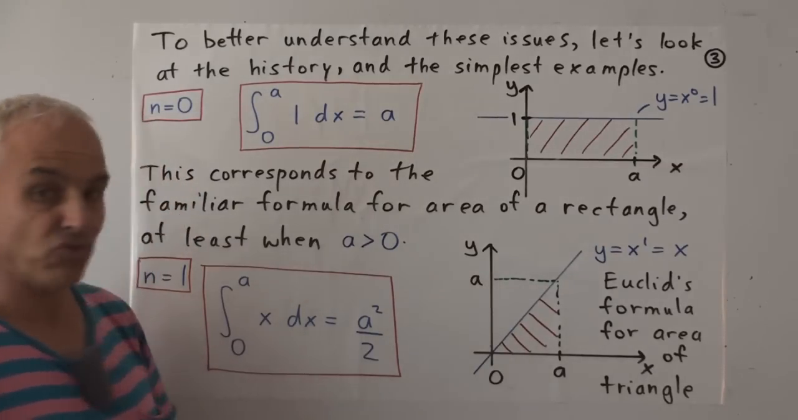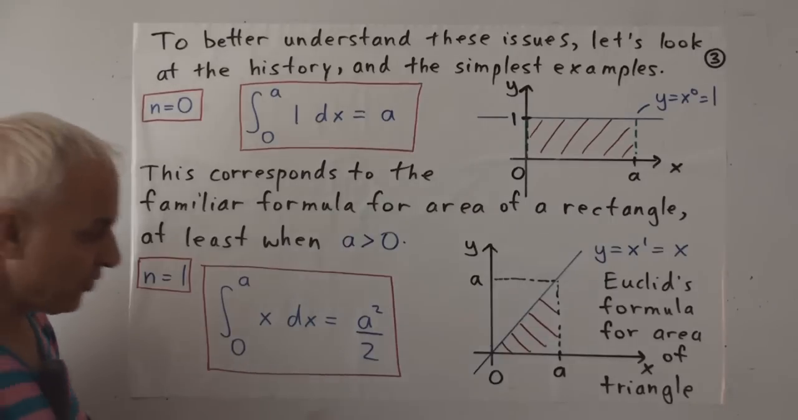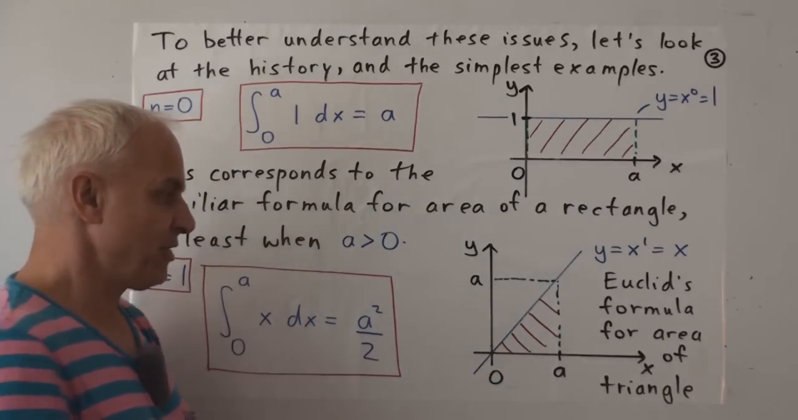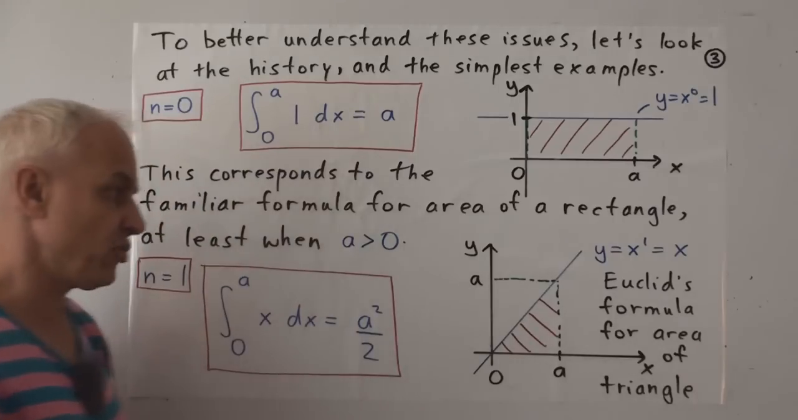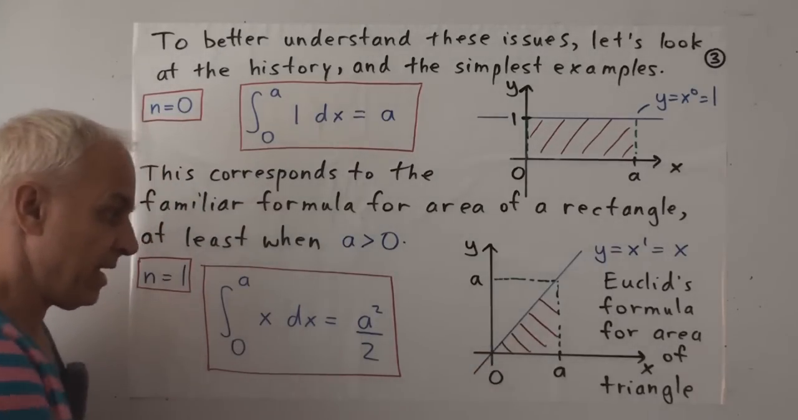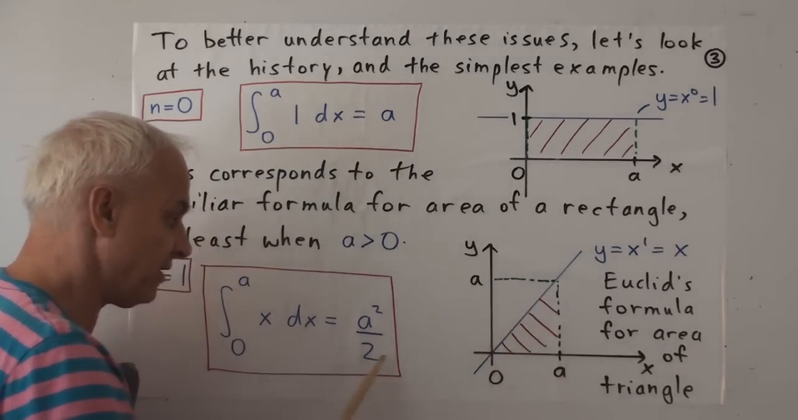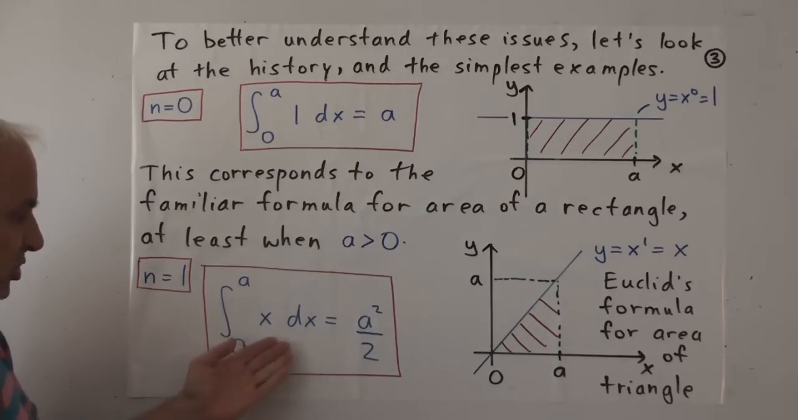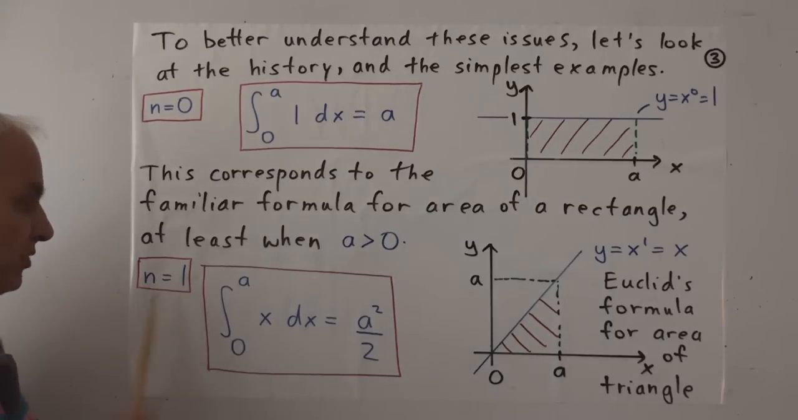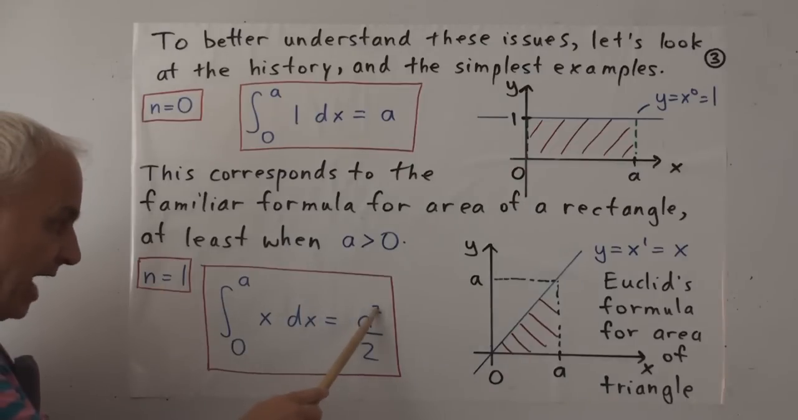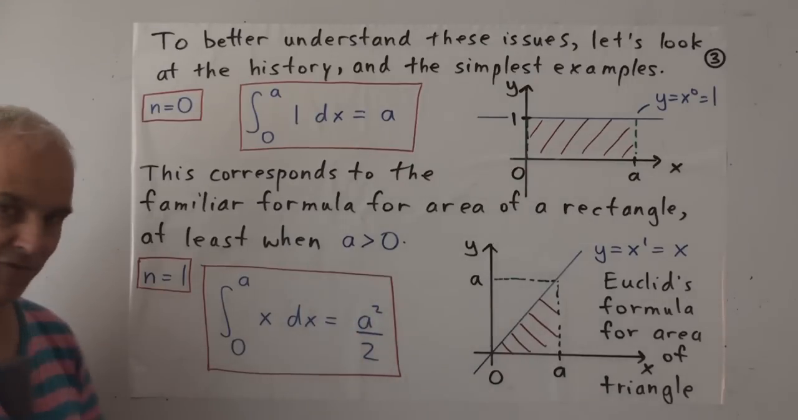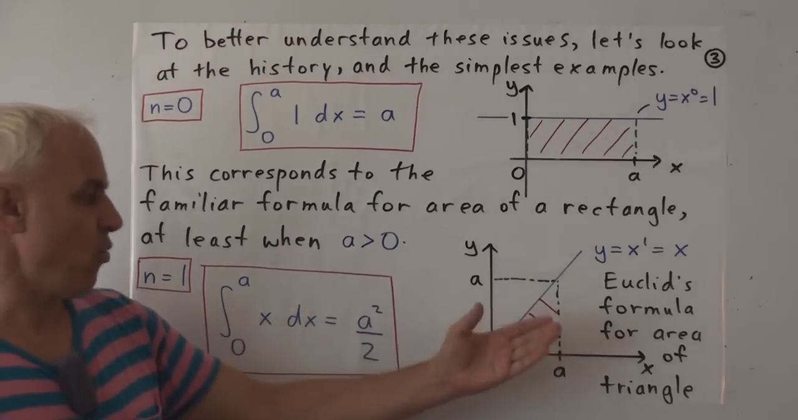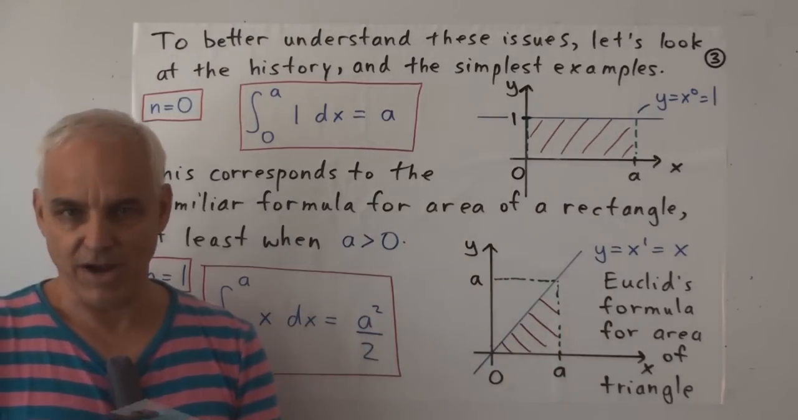Well, that's the area of a triangle now. And the triangle's base and height are both equal to a. So according to Euclid's formula for the area of a triangle, the area is going to be base times height divided by 2, which is a squared over 2. And that's the special case of the formula when n is equal to 1. Remember, it's a to the n plus 1 divided by n plus 1. So when n equals 1, it corresponds to the well-known Euclid's formula for a triangle.